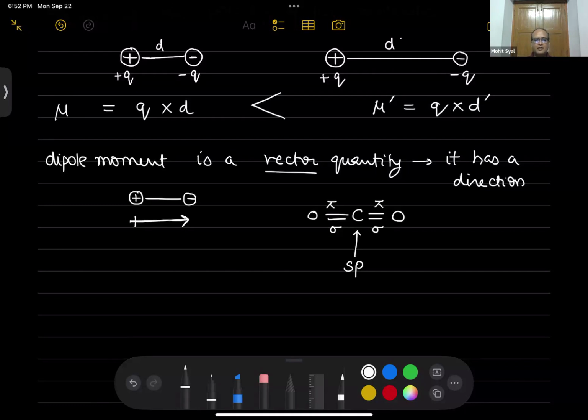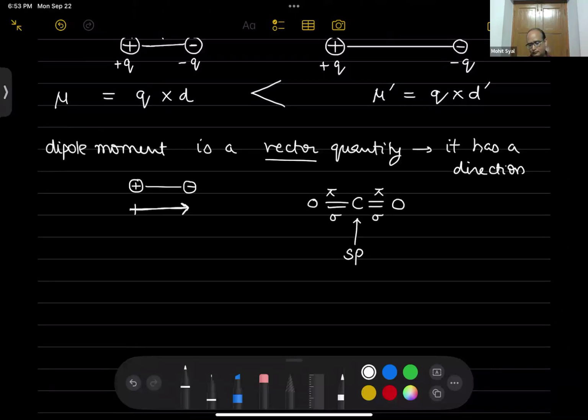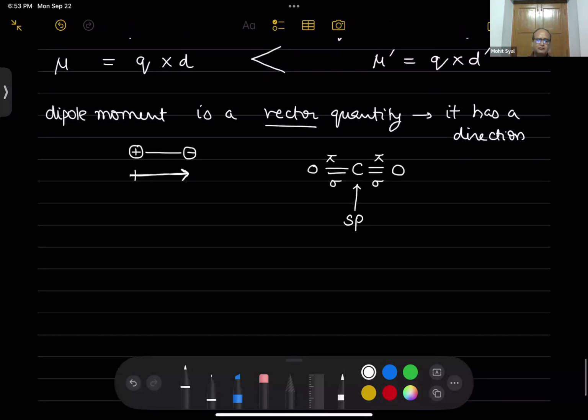Is it clear or not? Yes, sir. So sp hybridization is there. Okay, and the polarity. This doesn't have complete charges, like plus and minus, but partial charges will be there. Why will there be partial charges? And which atom will have the positive charge and the negative charge?